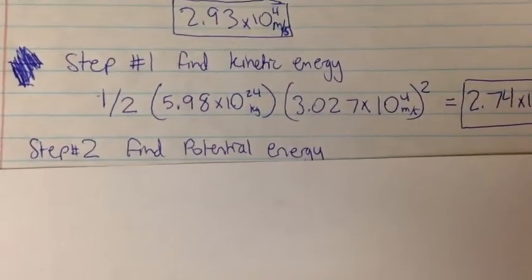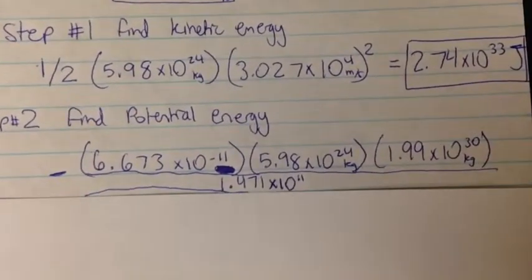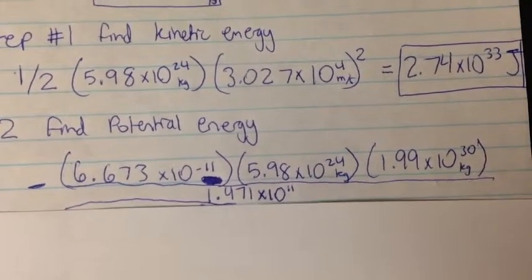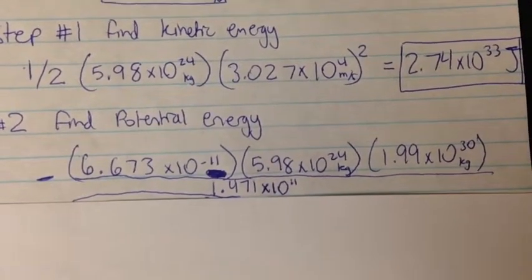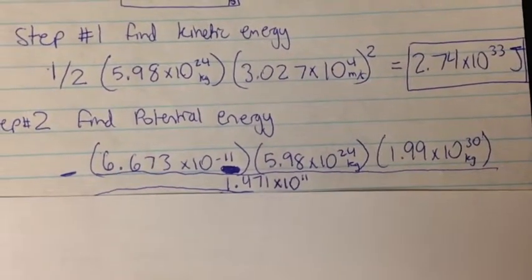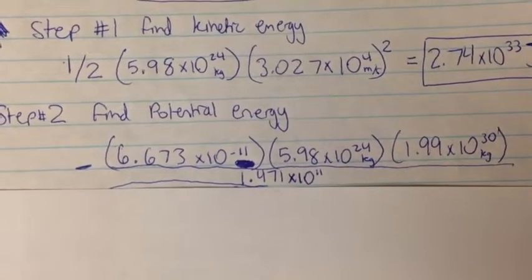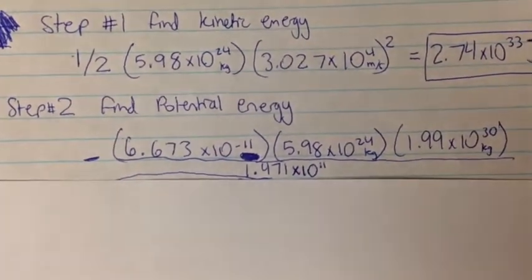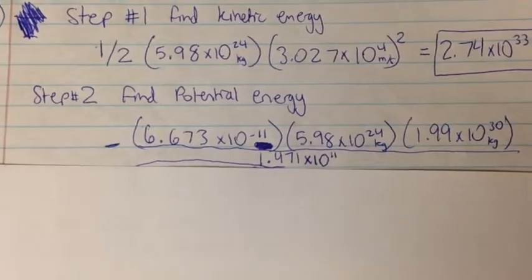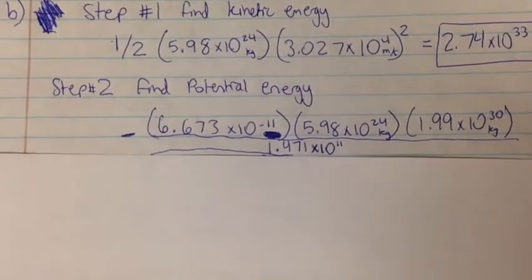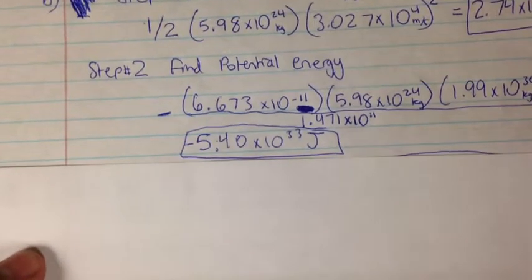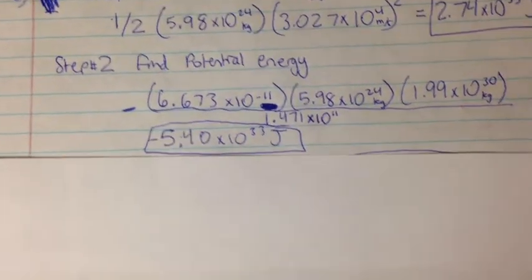Step 2. Find potential energy. Same thing, plug in the values that are given into our equation for potential energy. So, 6.673 times 10 to the negative 11th, the gravitational constant, times 5.98 times 10 to the 24th kilograms, times 1.99 times 10 to the 30th kilograms, over 1.471 times 10 to the 11th meters. That is the distance. So, our answer for that is negative 5.40 times 10 to the 33rd joules. Remember, it is joules. If you solve for your units, you will derive joules.